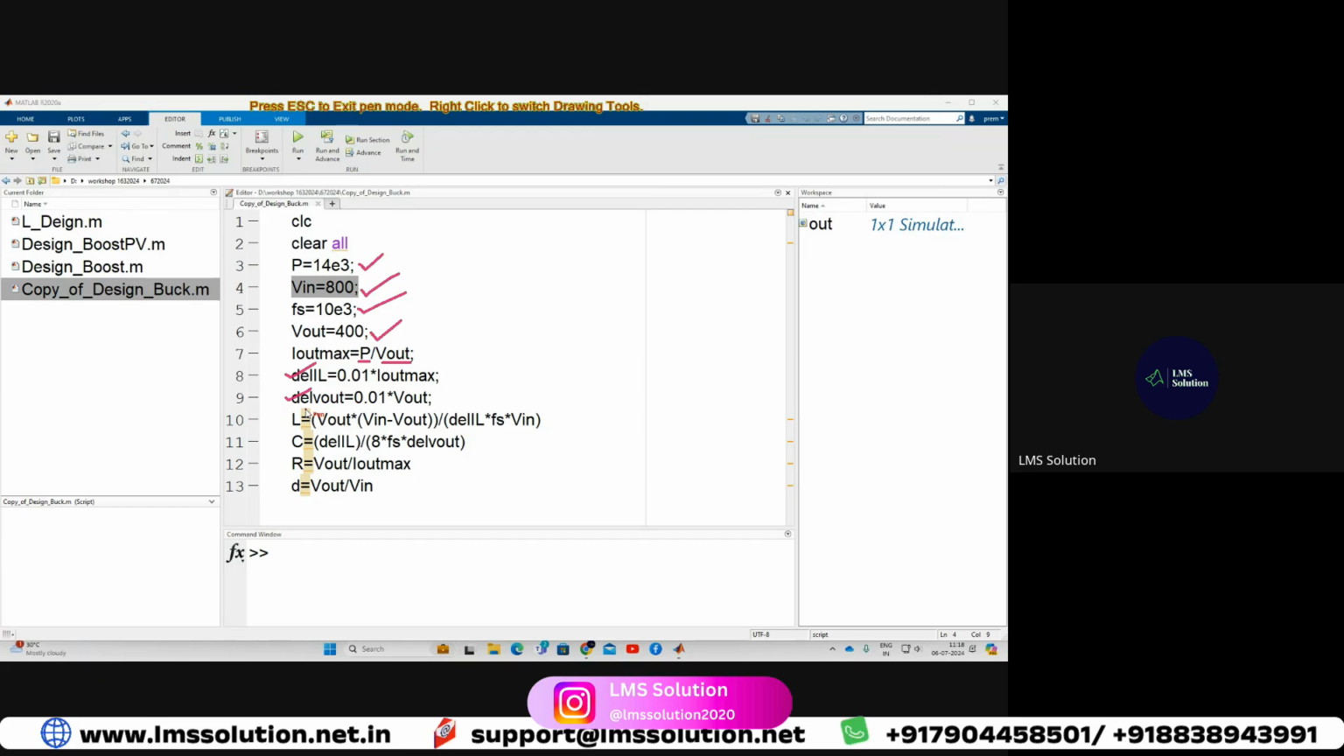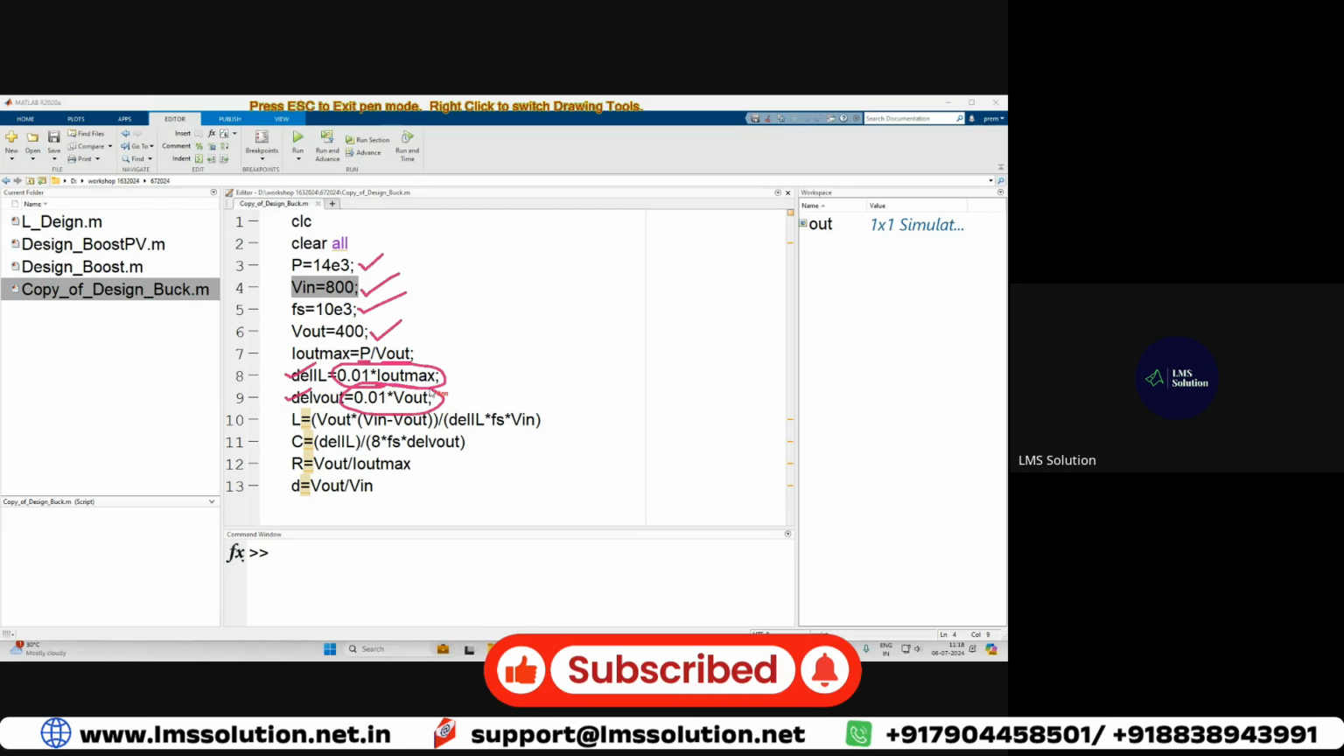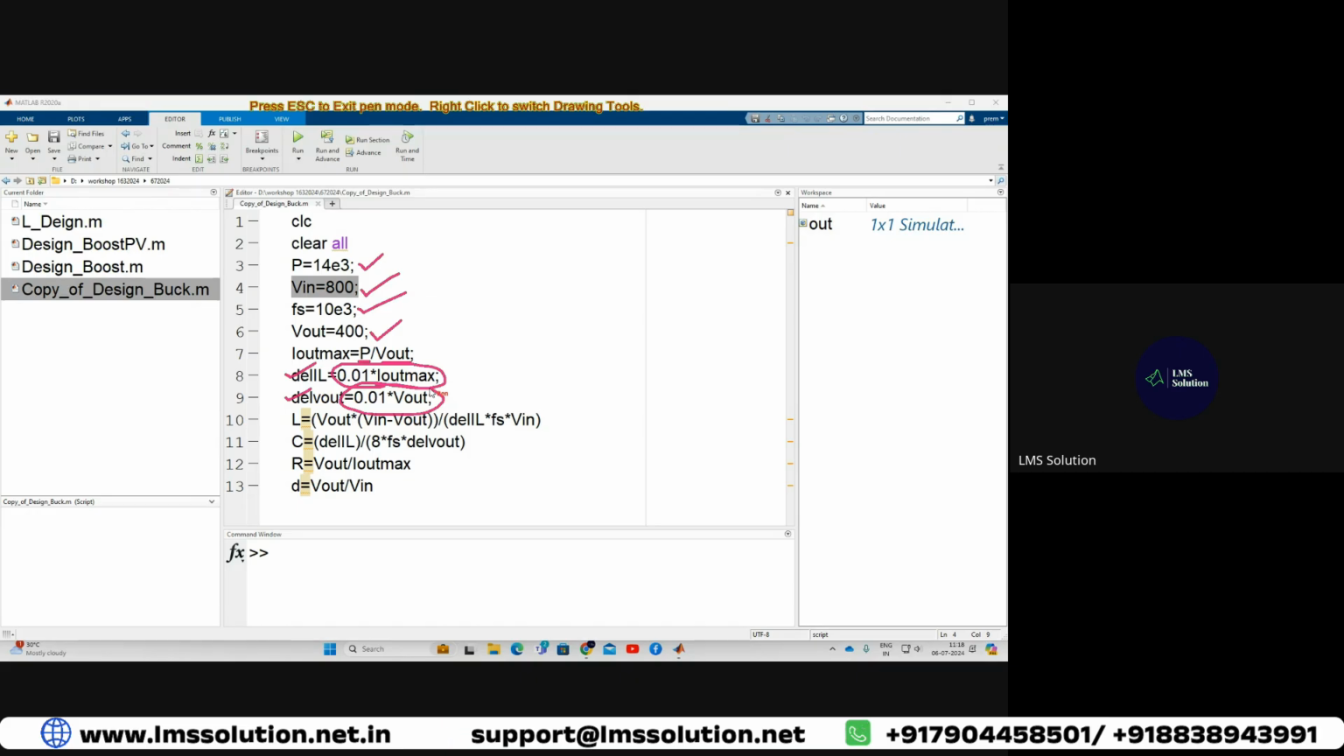Here we are going to design L and C. For the inductor, I have to fix the ripple inductor current, and for the capacitor, you have to fix the ripple capacitor voltage. For that, you take the output current of the converter and multiply it by some percentage. Here I am going to consider 1% of I out max, and for calculating the ripple capacitor voltage, I take the output voltage multiplied by 1%. That means the ripple is around 1% of the output voltage and 1% of the output current. This is fixed by ourselves according to the requirement. Here I am going to fix the ripple at 1%.